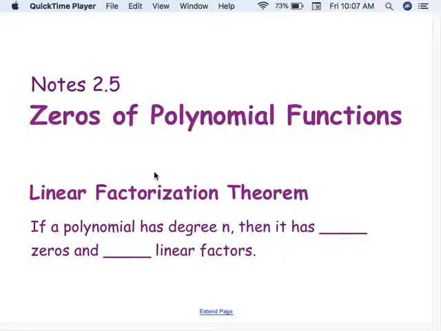2.5, we're going to talk about zeros of polynomial functions. Now, if you check your gold sheet, we do 2.5 for a couple of days next week as well. So Monday and Tuesday, I think, are 2.5. So this is just kind of skimming the surface of what we're getting into in 2.5. A lot of good information.